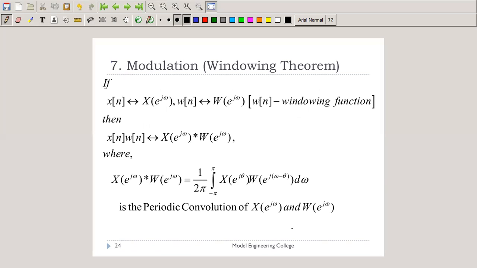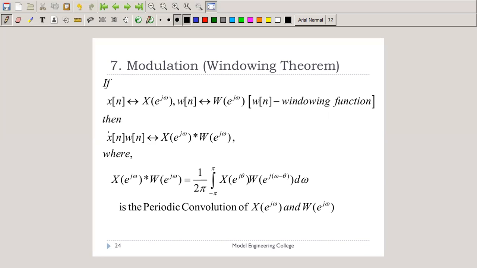Next is the modulation property of the discrete time Fourier transform. Suppose DTFT of x of n is equal to X of e raised to j omega, and DTFT of w of n is equal to W of e raised to j omega. Here this w of n is a windowing function. So this windowing function is actually used to find the finite impulse response from the infinite impulse response. That is, in order to truncate the infinite impulse response, we'll multiply that infinite impulse response with the windowing function.